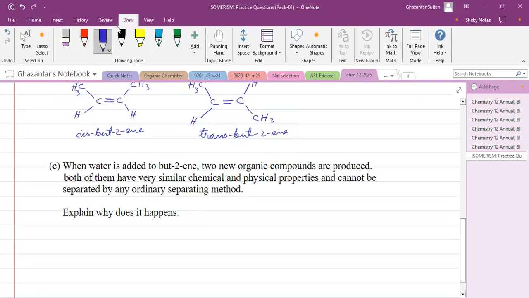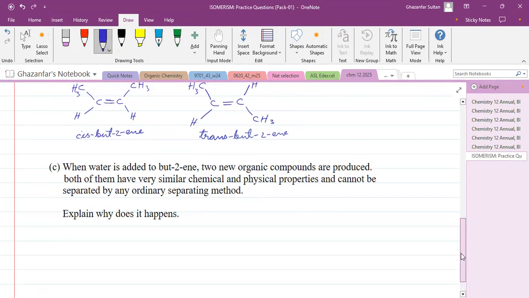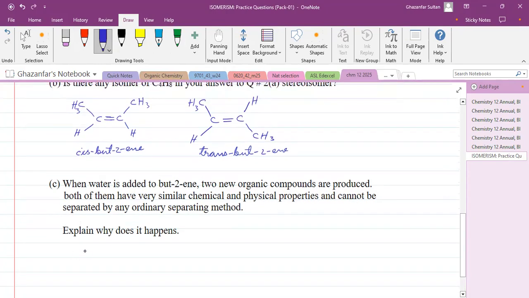Okay, now see in this question, they have said that when water is added to butene, two new organic compounds are produced. Butene, whether this one or this one, water is added. Both of them have very similar chemical and physical properties and cannot be separated by any ordinary separating method. So first, we will see what happens when water is added.